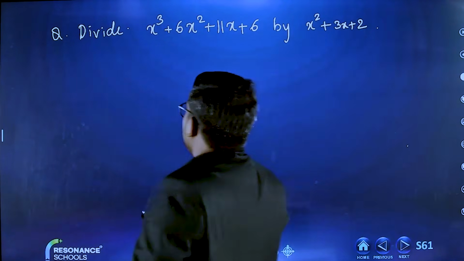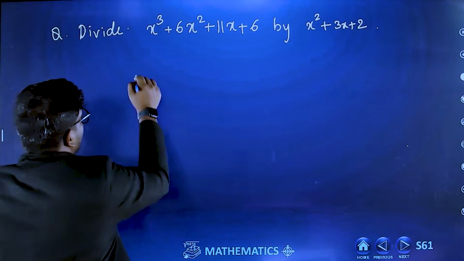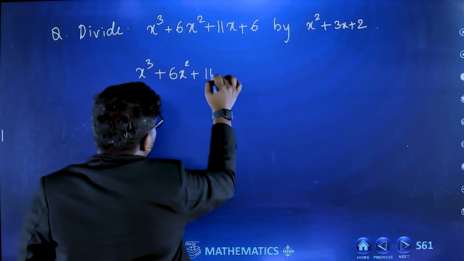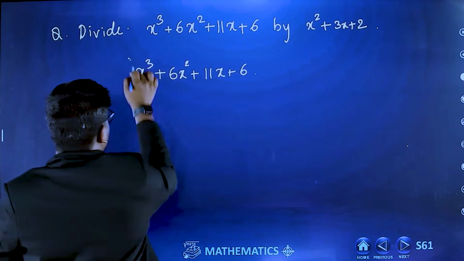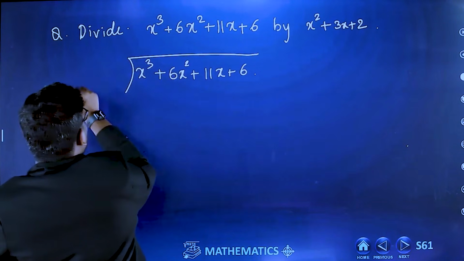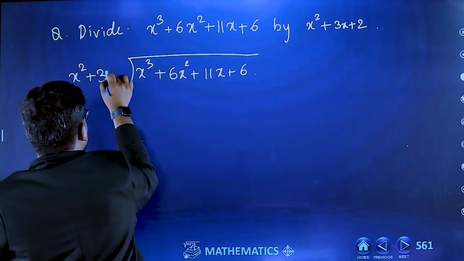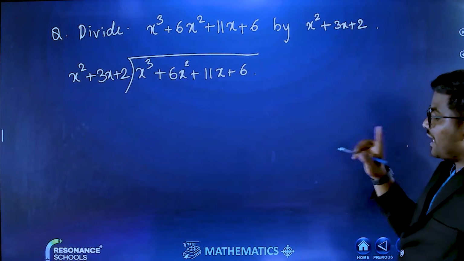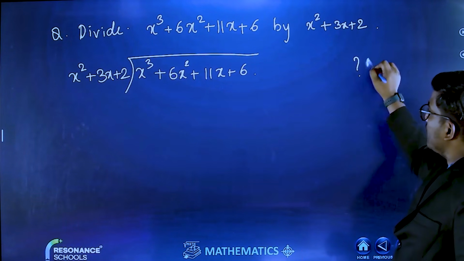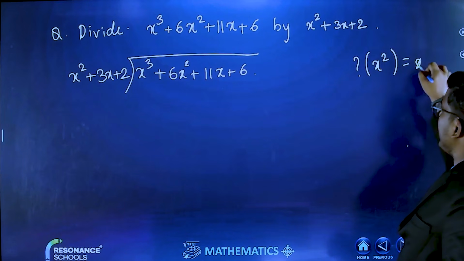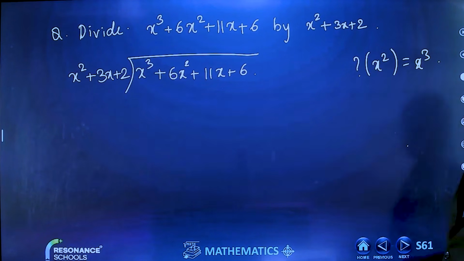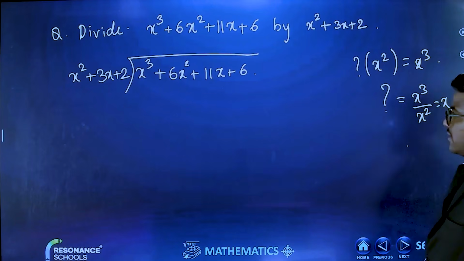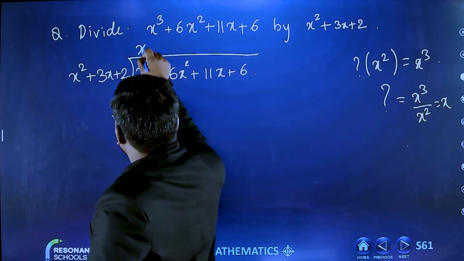All right. Now, going by our earlier method, we'll write the dividend here: x cube plus 6x square plus 11x plus 6. And my divisor should be written here: x square plus 3x plus 2. Now think in this format. What can be multiplied with x square to give x cube? It is x cube by x square, which is finally x. So I'll first try to take an x here.